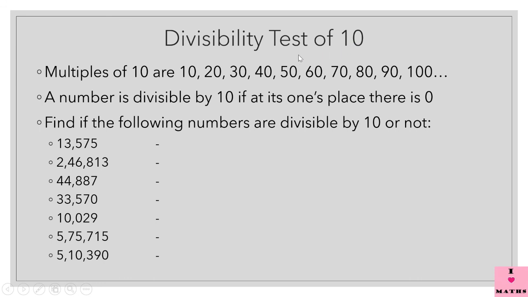Divisibility test of 10. Children, this is the easiest divisibility test. Why? I'll just tell you. Multiples of 10 are 10, 20, 30, 40, 50, 60, 70, 80, 90, 100, and so on. Look at the ones place digit. Come on. See, here also it is a 0. Here also 0, 0, 0, 0, and so on. So a number is divisible by 10 if at its ones place there is 0. So easy. So find if the following numbers are divisible by 10 or not. So we have to just look at the ones place digit.